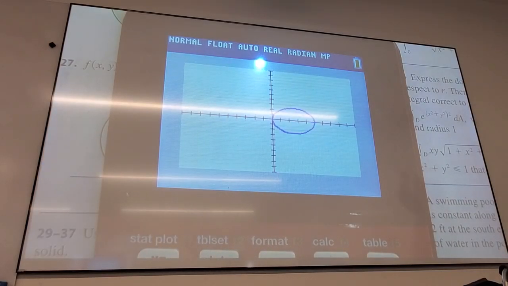Okay, right? So there's some very, very basic things you're going to see. If I see r equals something sine theta, I know it's a circle on the y-axis, right?